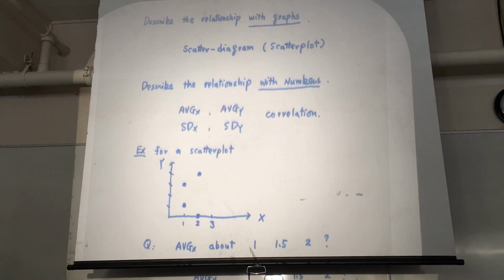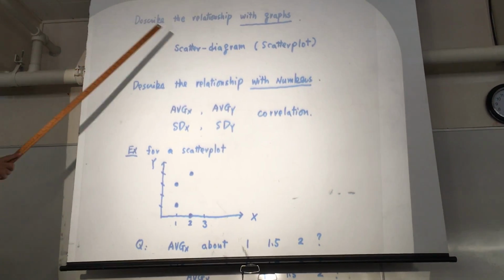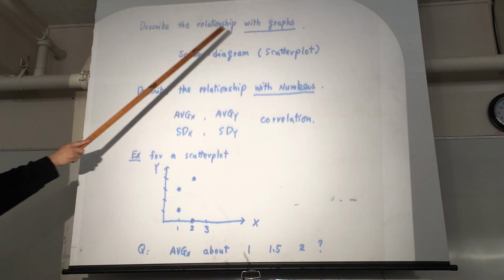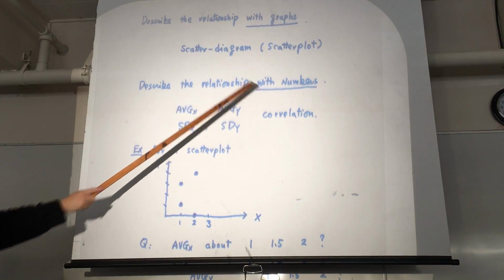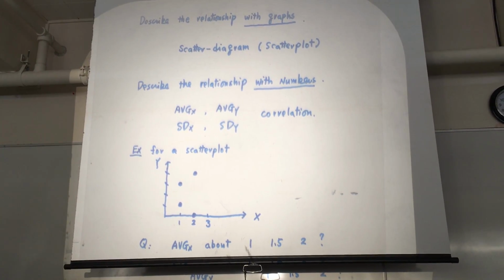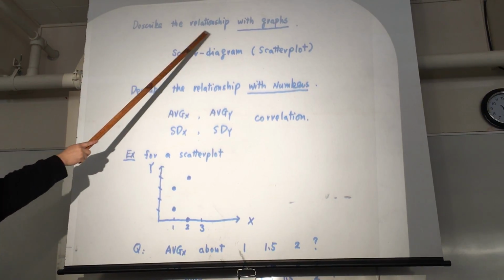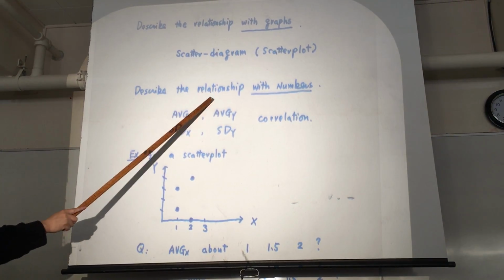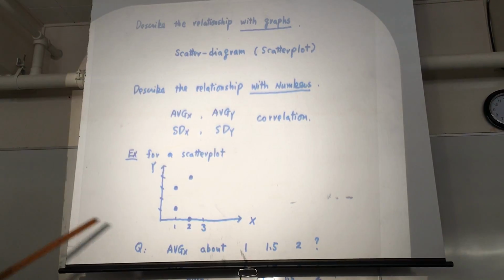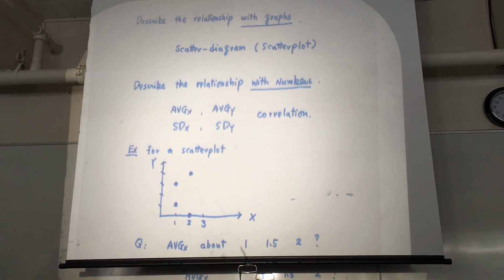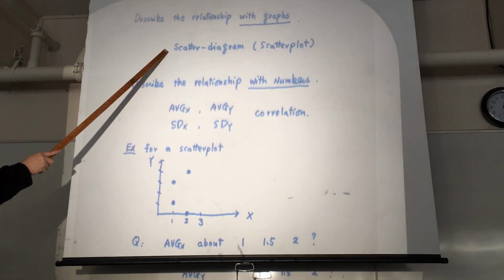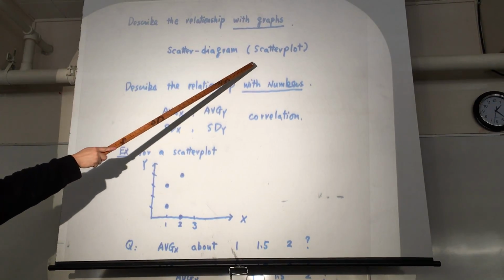Remember, when people give us a data set, we have two options. Either you can describe the data set with graphs or with numbers. Now, in our example, correlation, we want to describe the relationship with a graph or describe the relationship with numbers. To describe the relationship with graphs, the graph we use is called a scatter diagram, or you say scatter plot, same thing, okay?